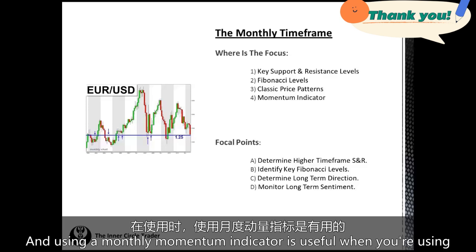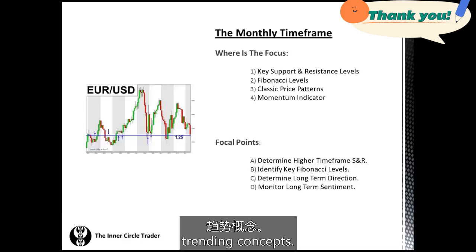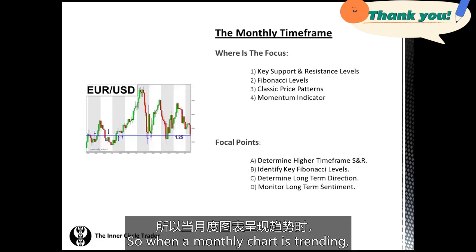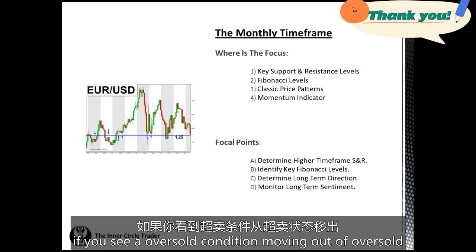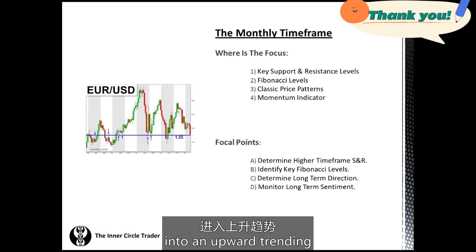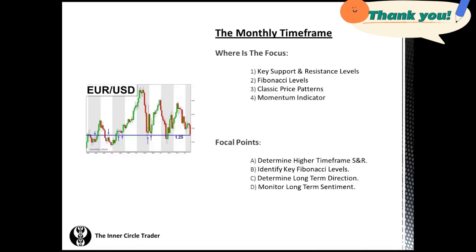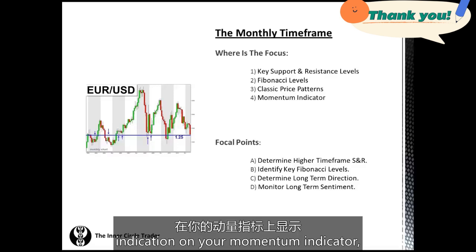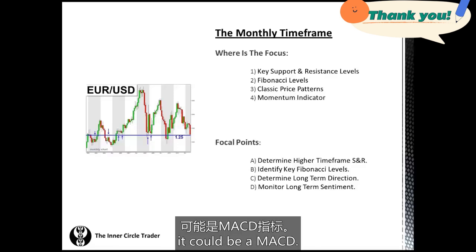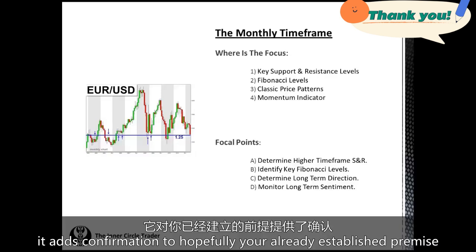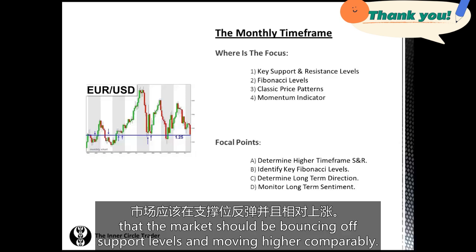And using a monthly momentum indicator is useful when you're using trending concepts. So when the monthly chart is trending, if you see an oversold condition moving out of oversold into an upward trending indication on your momentum indicator, it could be a stochastic, it could be a MACD. When you see that, it adds confirmation to hopefully your already established premise that the market should be bouncing off of support levels and moving higher comparably.